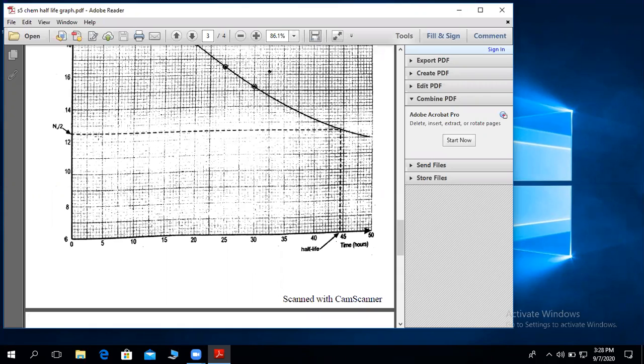But I'm saying you need to use like two values to find out if the half-life is the same. If it is not the same, then you should take the average by getting the half-life for the first one plus the half-life for the second one, divided by 2.